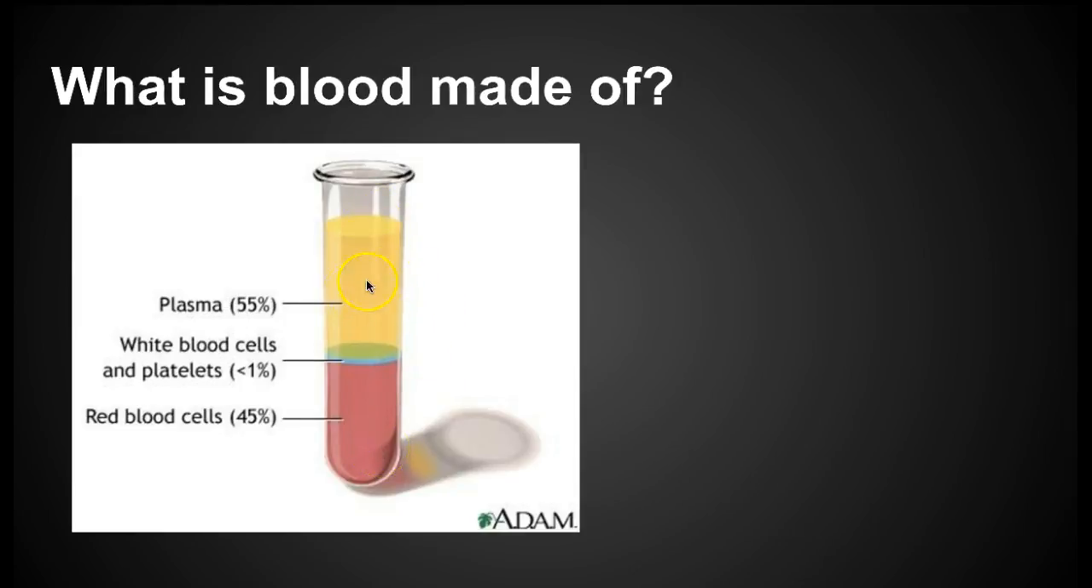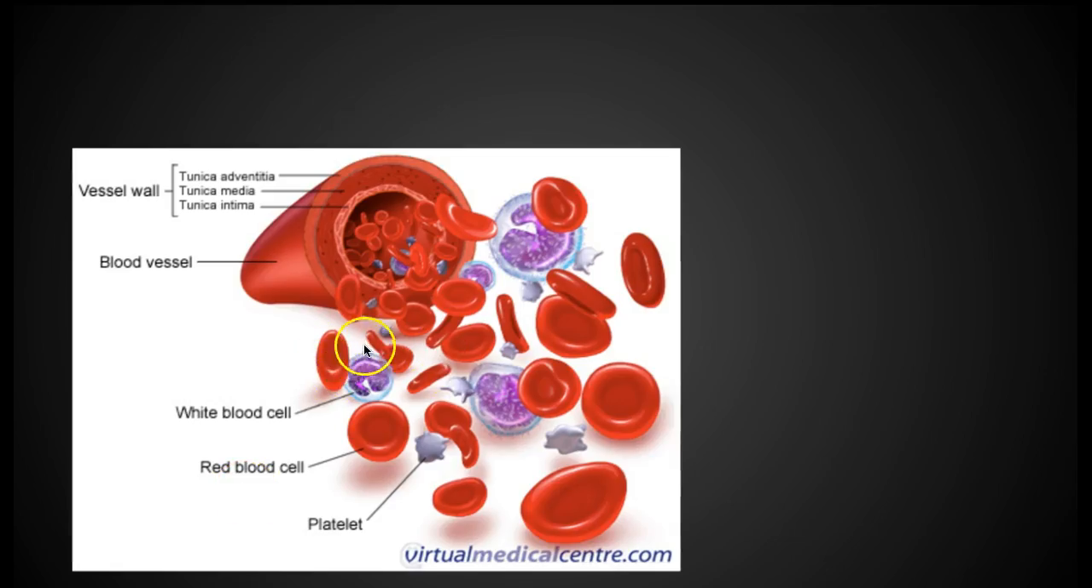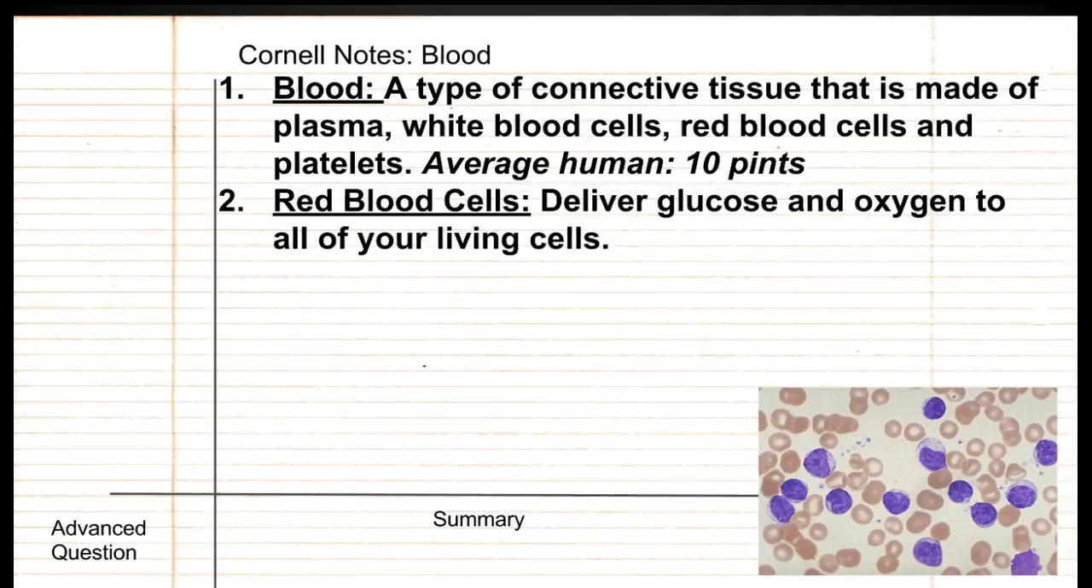It's made mostly of plasma, which is this yellow liquid that has antibodies, and red blood cells is the second majority of things, and then white blood cells too. But the red blood cells look like discs, and they carry the oxygen and the glucose to all of your living cells. Go ahead and come up with a question for 2. If you're ready, let's move on to 3.